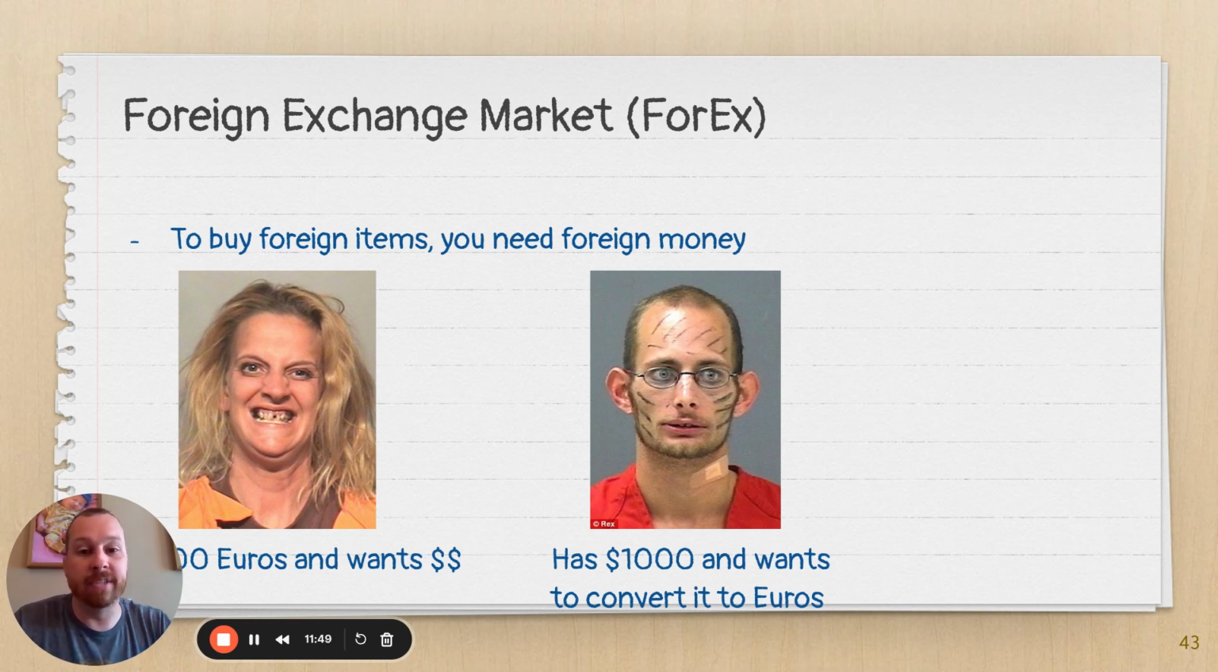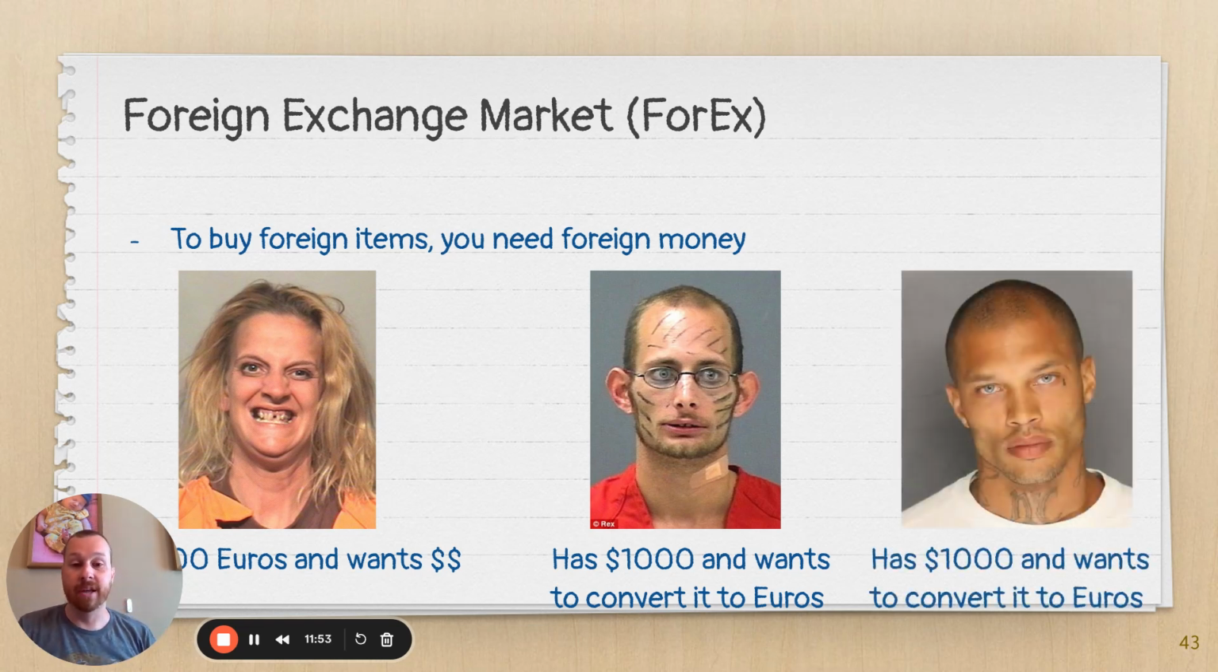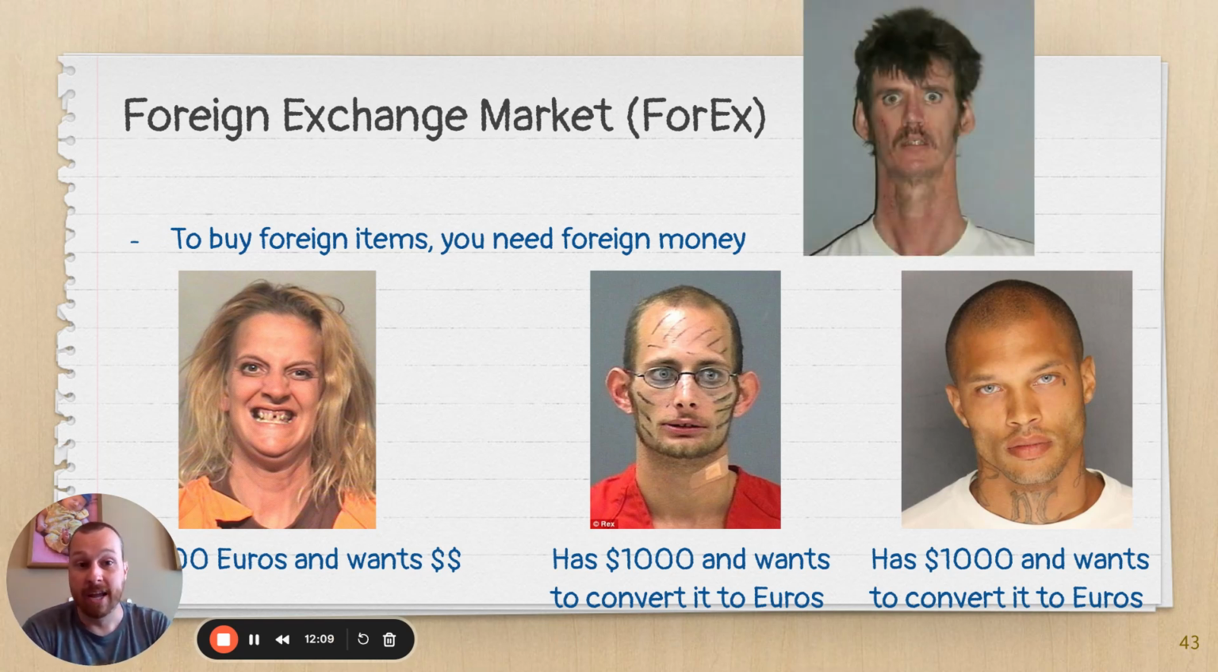But then what happens if more people want euros? Let's say this guy comes in and he has $1,000, but he also wants euros. Well, now she says, hey, both of you want my euros. My euros are in higher demand, so I can charge more for them. So now suddenly the euro costs more money in terms of US dollars, right? And then another person comes in and says, I want euros and I have dollars. And she says, okay, now everybody wants my euros. I can charge a lot higher price for them, right?